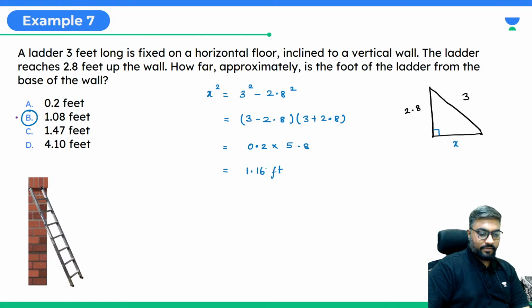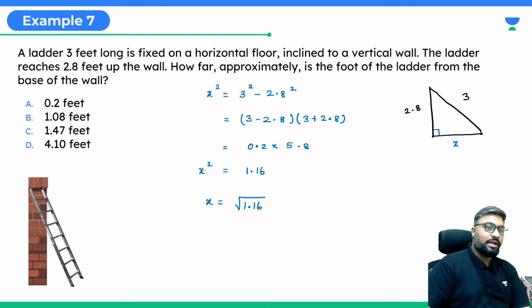No, sorry guys, x square is 1.16, so x will be square root of 1.16. My bad, square root of 1.16. Yes. So what you can do here for square root is look at the answer choices and then eliminate. Obviously square root of 1.16 will be less than 1.16, correct.